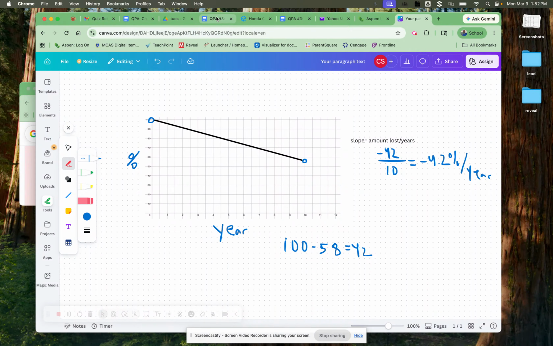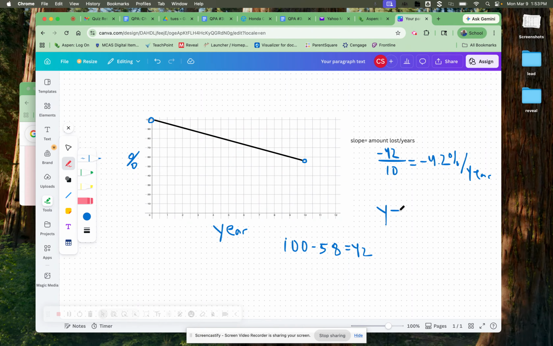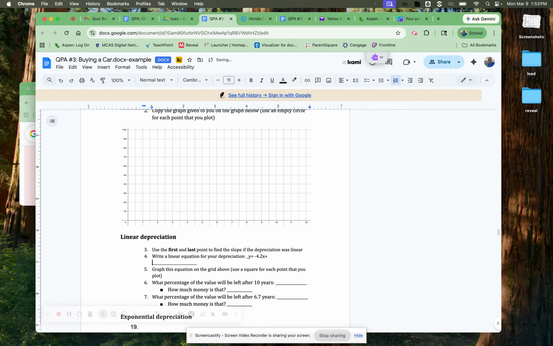So I'm going to go back to here. Remember, my equation should be y equals mx plus b. My m is the slope, so I'm going to start with y equals, my m is going to be negative 4.2. And my b is the y-intercept, starting at 100%. So I'm going to put in my equation, y equals negative 4.2x plus 100.